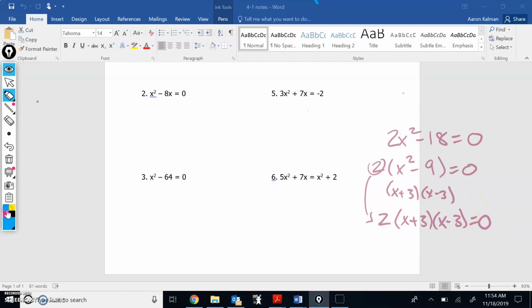Now when we set all of our factors equal to 0, we're going to set x plus 3 equal to 0. We're going to set x minus 3 equal to 0. You do not need to set the GCF equal to 0 if it doesn't have an x. So the 2 doesn't have an x. You don't need to set it equal to 0. If it had an x, you would. So our answers are just -3 and +3. Okay, just a little side note to jot down about solving.